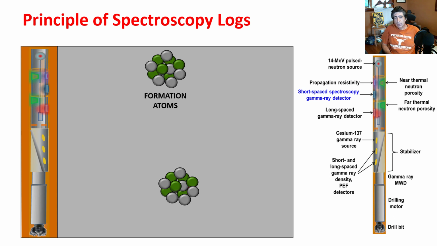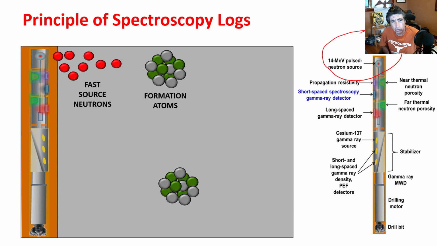fact that we take advantage of the gamma rays produced, and their energies, from the interaction of neutrons and nuclei. So here is a tool that has not only the density tool, but also has 14 MeV neutrons as a source. So this neutron source is going to send high energy neutrons, 14 MeV, and those neutrons are going to interact with the formation atoms. So these fast source neutrons, and then we have epithermal interactions that are going to give rise to high energy gamma rays.